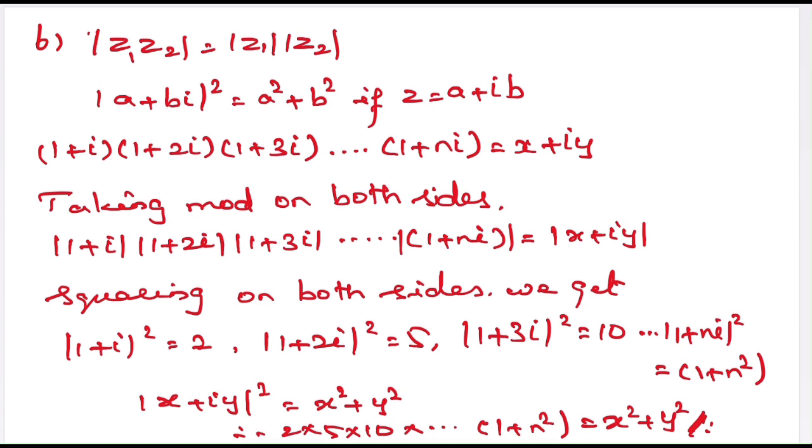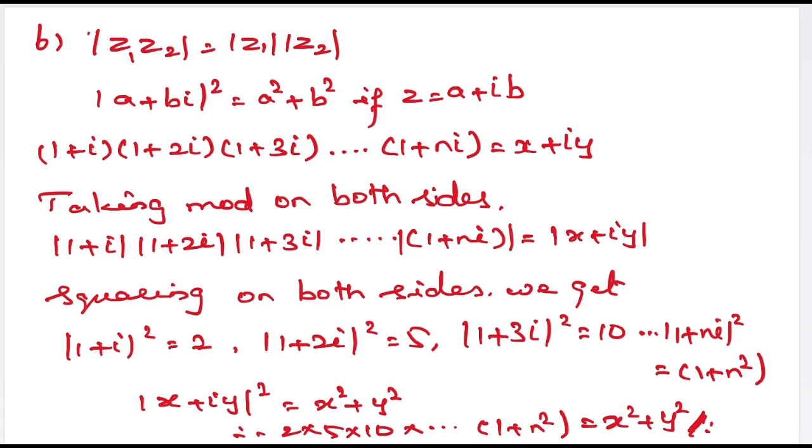Now you take mod on both sides. Modulus of 1 plus i, 1 plus 2i, 1 plus 3i, etc. 1 plus ni is equal to modulus of x plus iy. Then you square on both sides. You get modulus of 1 plus i the whole square is equal to 2. Modulus of 1 plus 2i the whole square is equal to 5. Modulus of 1 plus 3i the whole square is equal to 10. And so on. Modulus of 1 plus ni the whole square is equal to 1 plus n square. And modulus of x plus iy the whole square is equal to x square plus y square.